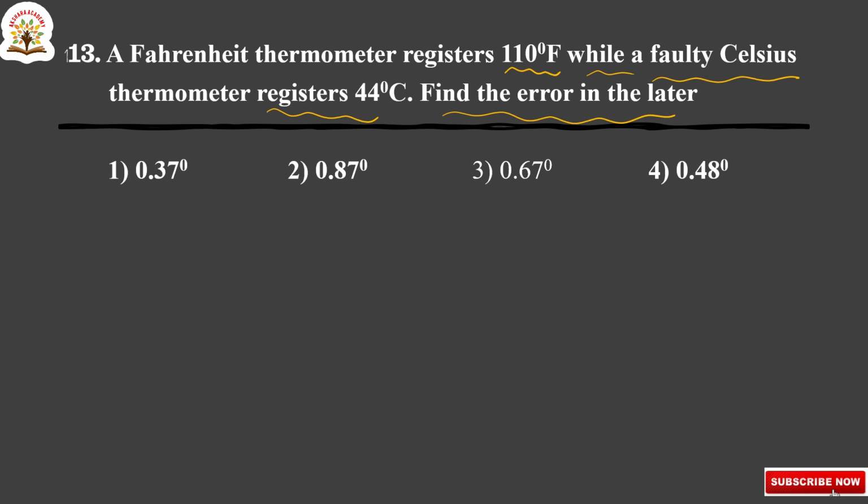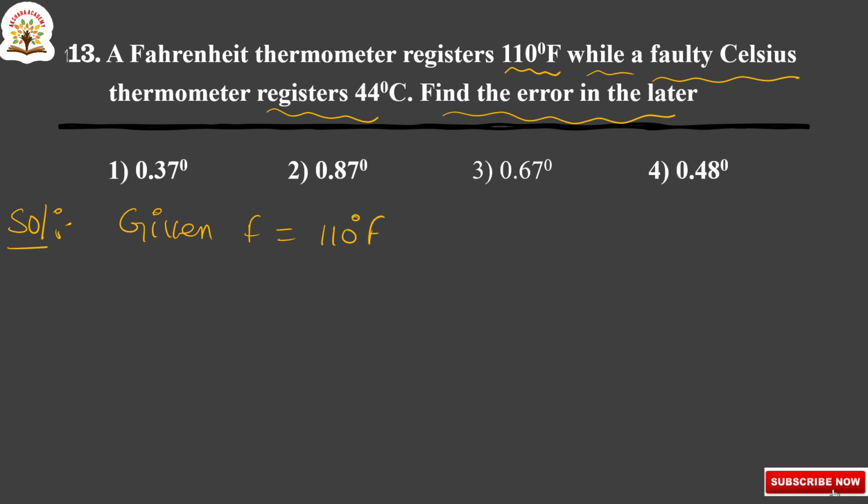First one is 0.37 degrees, second one is 0.87 degrees, third one is 0.67 degrees, and the last one is 0.48 degrees. Okay, let us go to the solution. Given: Fahrenheit thermometer registers 110 degrees Fahrenheit.